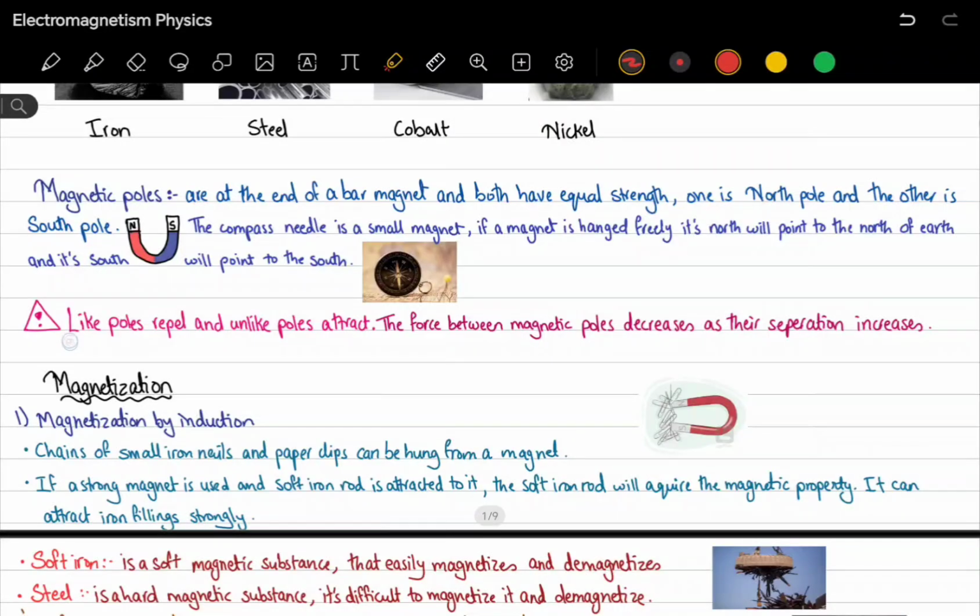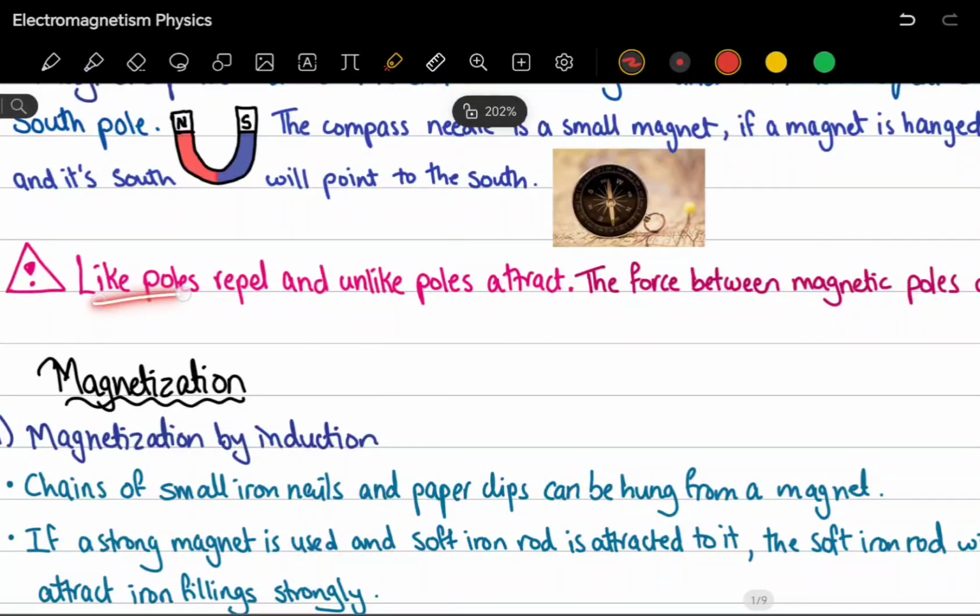Always remember that like poles repel and unlike poles attract. By like poles, I mean north and north. They will experience a repulsion force. But unlike poles, for example a North Pole and a South Pole, will experience an attraction force.